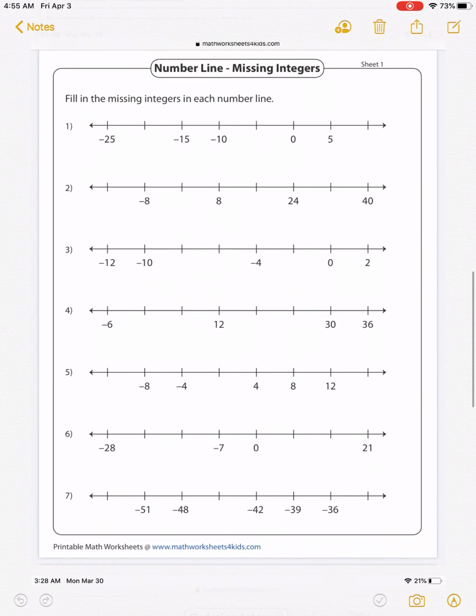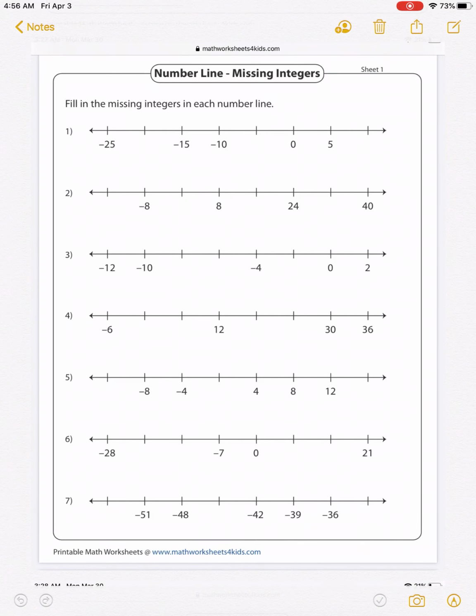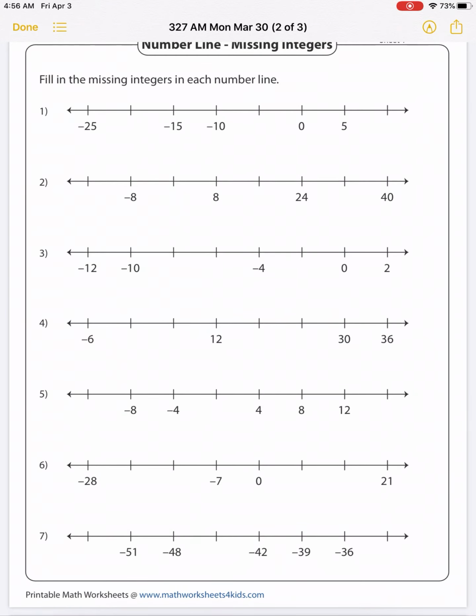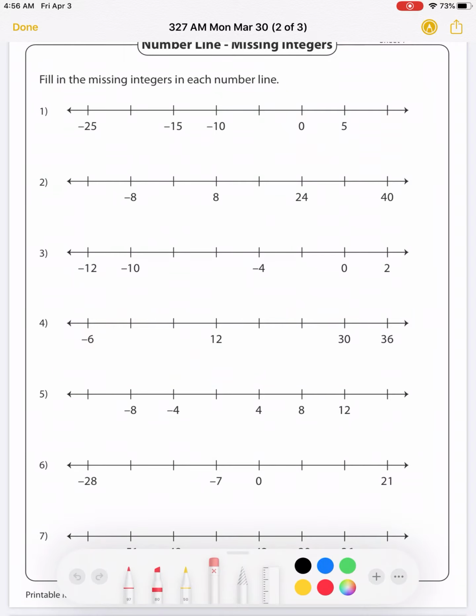Next assignment for tonight. Okay, here we have another number line assignment. Now, the directions say fill in the missing integer in each number line. So we're going to look at our 0 because we have to analyze. From 0 to the first integer is 5, so that means that each one of these tick marks, they're counting by 5. It could be -5, it could be +5. It depends on which direction we're moving down the number line, okay?